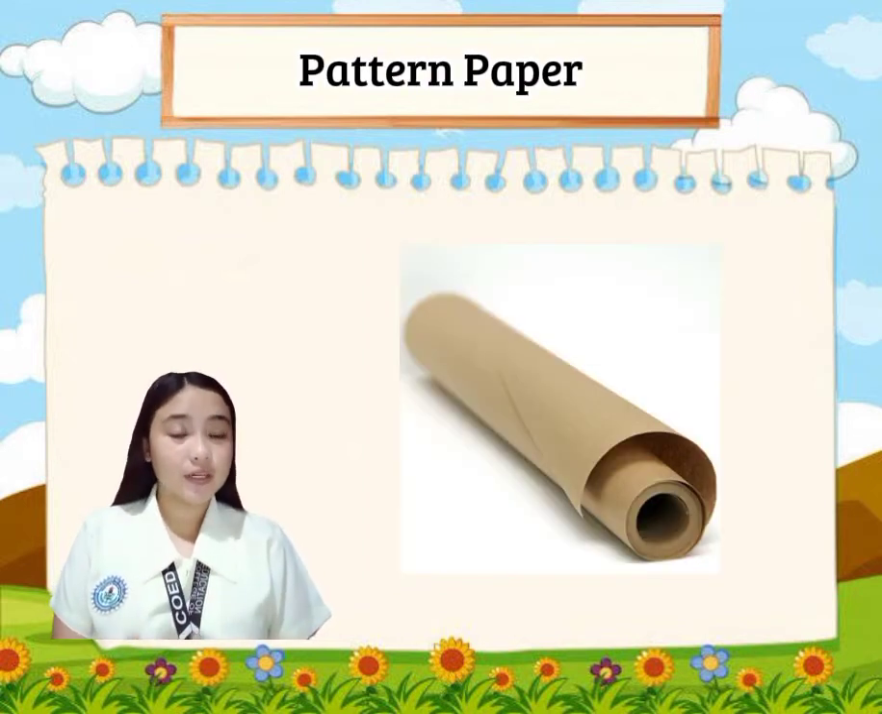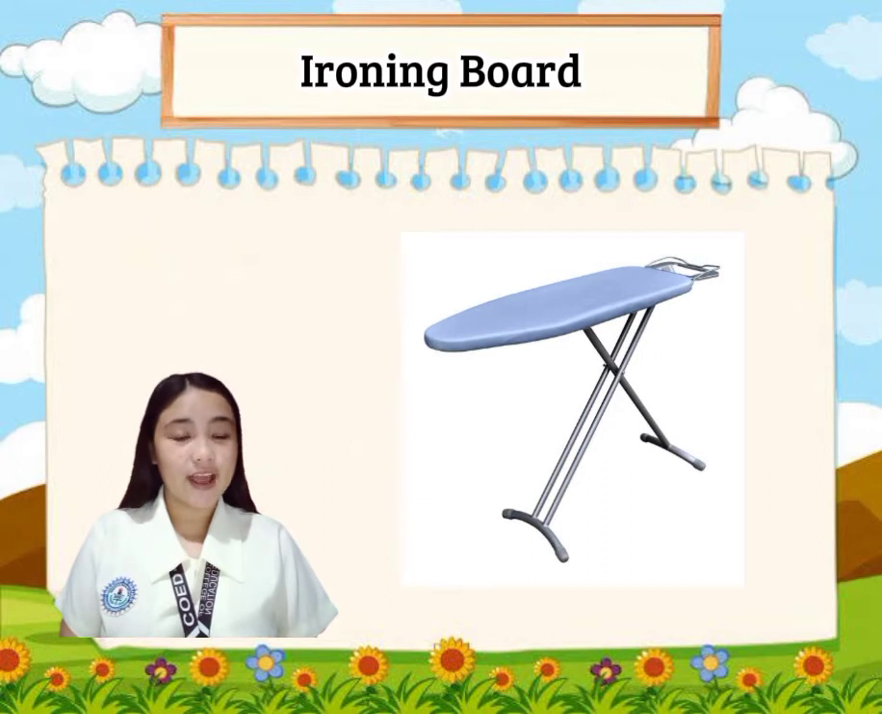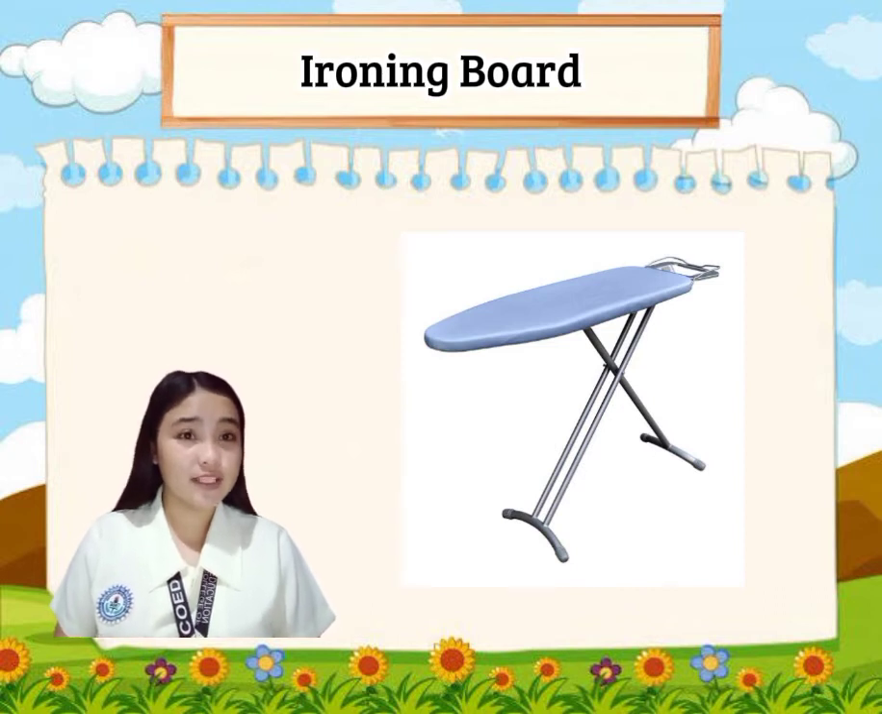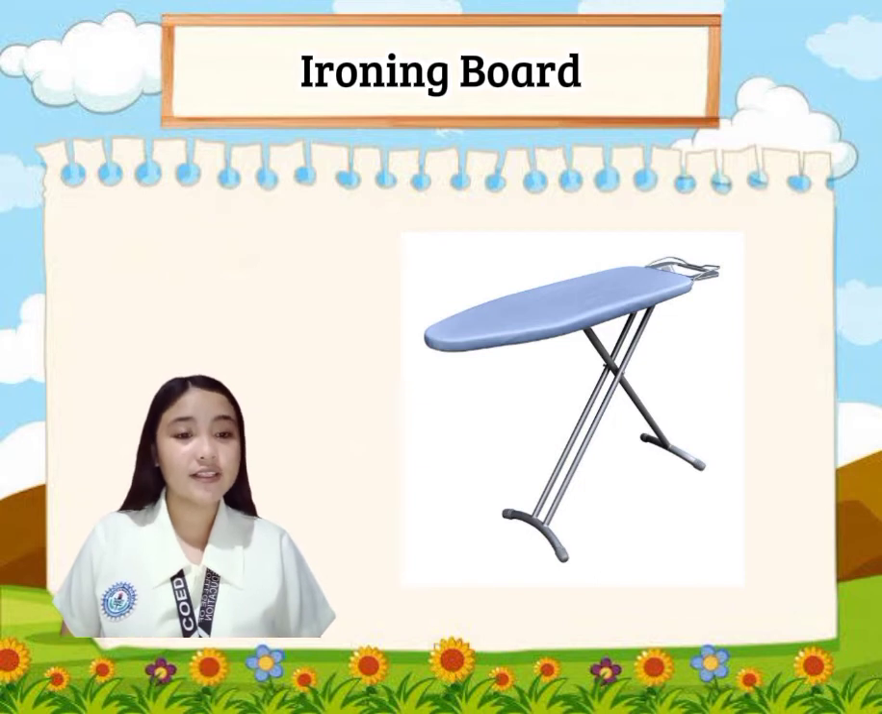Pattern paper. The pattern paper used in the fashion or clothing manufacturing industry is number-dotted white paper. Ironing board. An ironing board is to keep clothes wrinkle-free. It also has multiple uses, which comes in handy in smaller living spaces. Using an ironing board and a hot iron is still the most common way to press clothes.